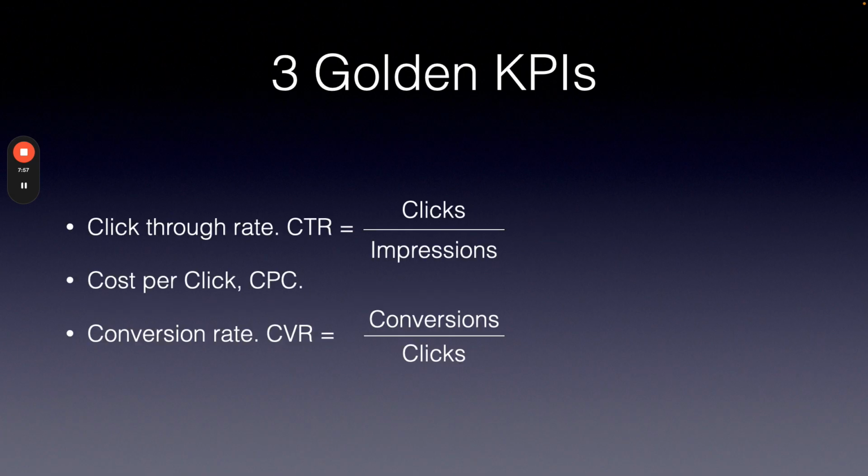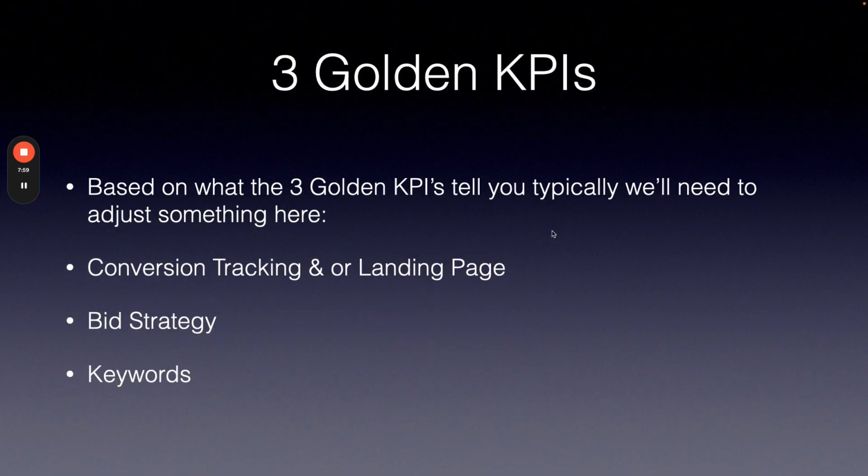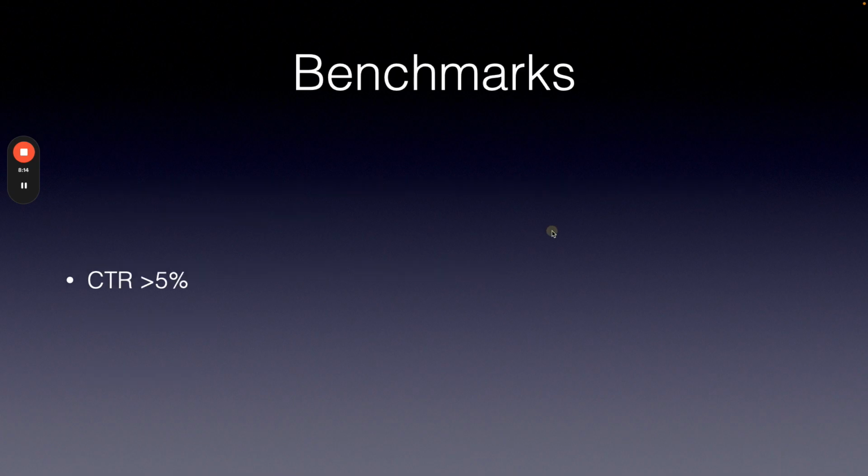So here are all three of them and their abbreviations. Based on the three golden KPIs, as I call them, by comparing them we can figure out if we need to fix the conversion tracking or the landing page, the bid strategy, or the keywords.